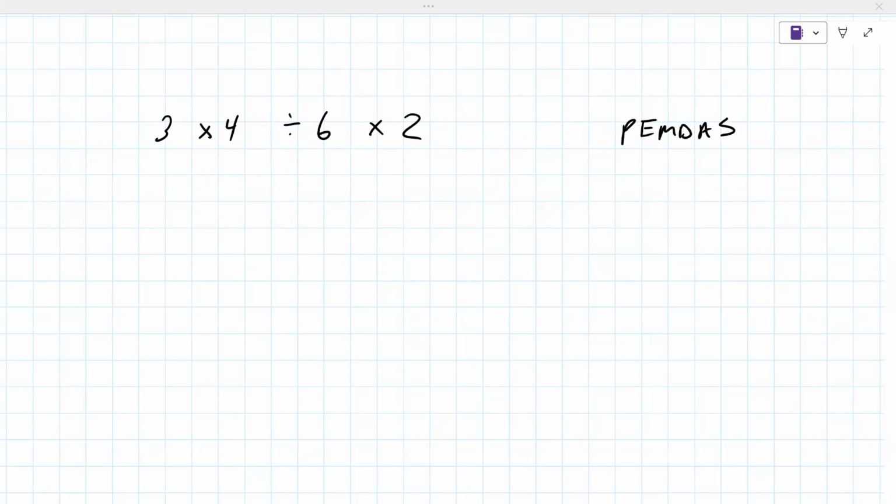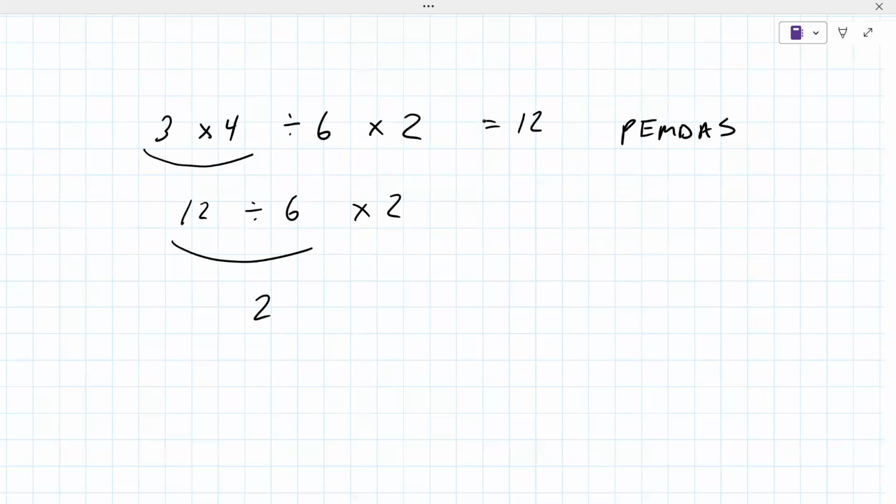The 12. Say that again? 12. You may have to just speak up just a tiny bit. I'm not able to hear you here. So 3 times 4 is definitely 12. Divided by 6 is 2. 12 divided by 6 is 2. And then you bring this 2 down and you get 4.